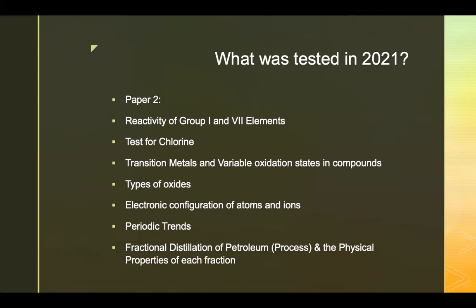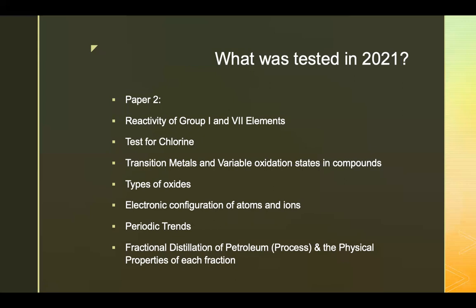Last year, QA was tested for practical, so we don't see a lot of QA questions in the theory section. Students are required to remember the test for chlorine, which is used to bleach damp red litmus paper or blue litmus paper, which turns red before it bleaches. And students need to exhibit knowledge on the properties of transition metals, where they form variable oxidation states in compounds.